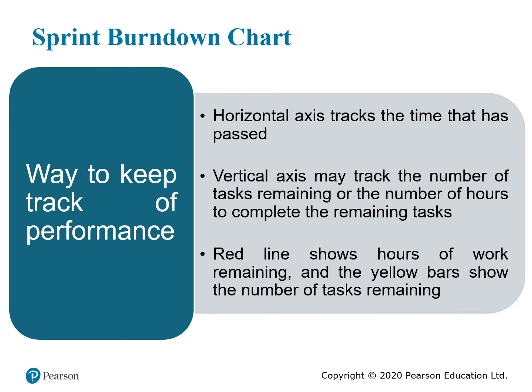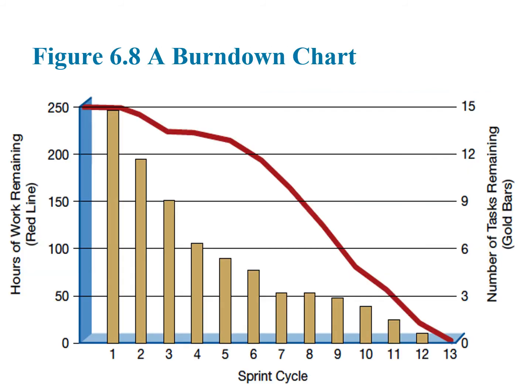Sprint burndown chart is one way to track the performance, and we have a horizontal axis to track the time, and then we have a vertical axis to track the number of tasks remaining, and we have also the red line which represents the hours of work remaining, and we have the yellow bars showing the time remaining.